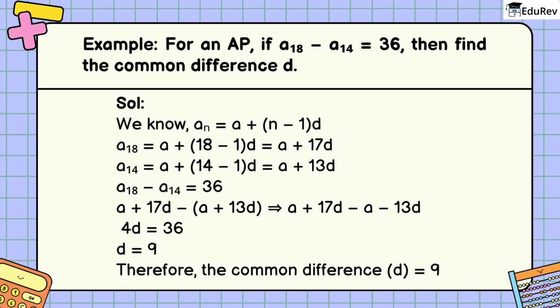Another example we can explore is if a18 minus a14 is equal to 36. We know that an is equal to a plus n minus 1 times d. So, a18 is equal to a plus 17d and a14 is equal to a plus 13d. This means a18 minus a14 is equal to a plus 17d minus (a plus 13d) is equal to 4d is equal to 36, leading us to find d is equal to 9.